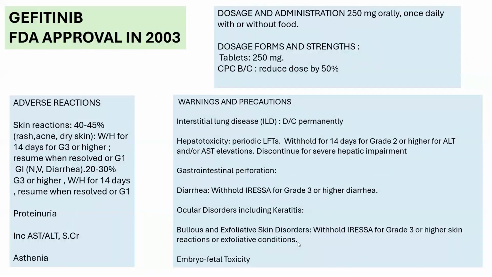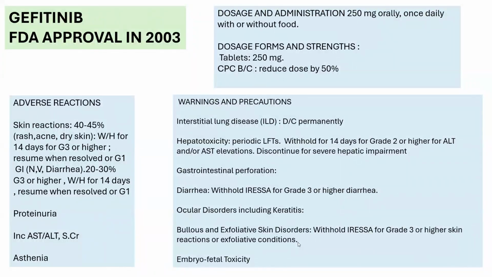The other toxicity that we see is nausea, vomiting, and diarrhea. So GI side effects. Again, this is in the tune of 20 to 30%. And if it is grade 3 or higher, we withhold the drug for 14 days and then resume it once it is grade 1. Another side effect is proteinuria, and we do LFT monitoring for AST, ALT elevations.